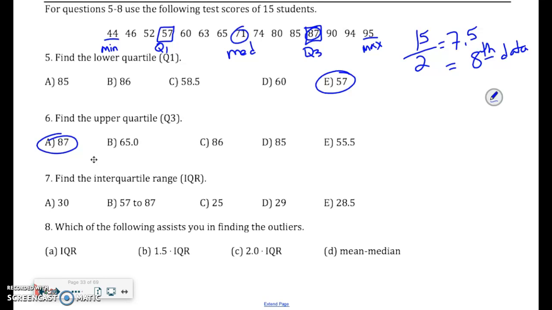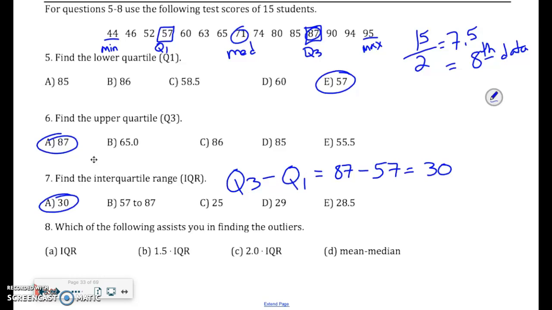Number 7, find the interquartile range, or the IQR. Recall, when we want to find the IQR, we want to subtract quartile 1 from quartile 3. I called it the good part of the sandwich, the middle 50%, where all the meat and cheese and lettuce and tomatoes and all the good stuff is. All right, quartile 3 was 87. Quartile 1 was 57, and when I subtract that, my final answer is 30, or letter A.